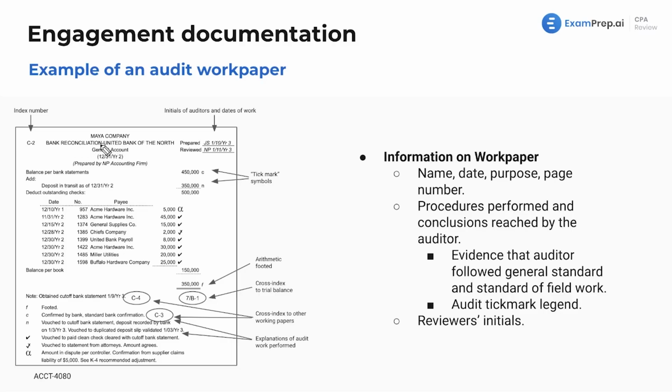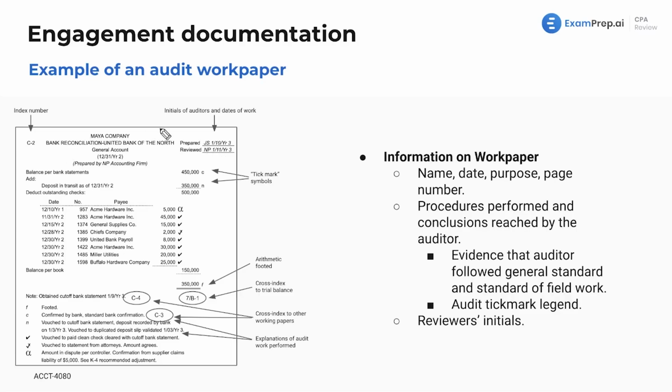This is for Maya Company's United Bank of the North, their general account. This could be a depository account, savings account. This is one of their possibly many bank accounts. You see here, it says prepared by NP accounting firm. Over on the top right, we have prepared by, looks like JS, could have been the associate, prepared on 1/10 year 3. It's like I got to it the next day, and P, any guesses on who that might be? Looks like I reviewed it the next day and I signed off on it.